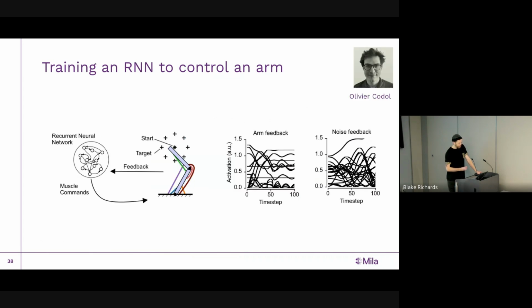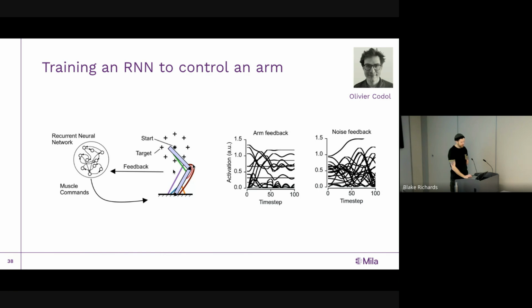Okay, lastly, to explore this, we moved to a slightly less toy task. Here we got help from Olivier Codol, who's here at Mila, who's done a lot of work on motor control. He built a simulated arm that does reaching tasks in a 2D plane. The arm has a series of muscles that the system can apply torque to in order to change the angle of the arm. The goal is that you start at some location, then receive a target signal, and you have to push the arm out to touch the target. This is a very common task in motor control with humans and primates.